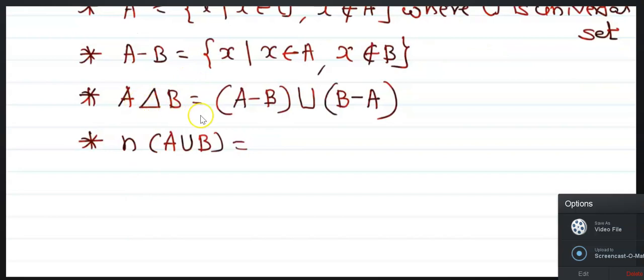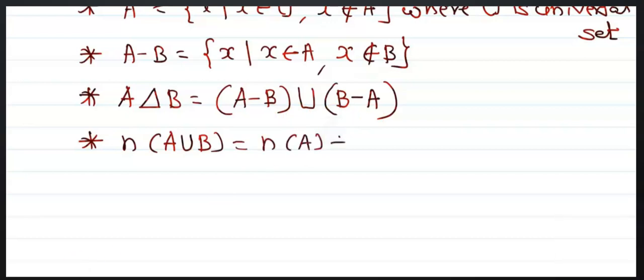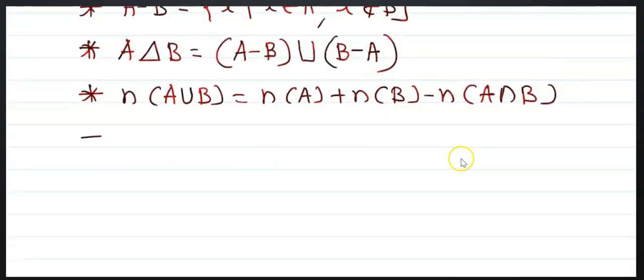Next is A symmetric difference B is equal to (A minus B) union (B minus A). n of A union B is equal to n of A plus n of B minus n of A intersection B.